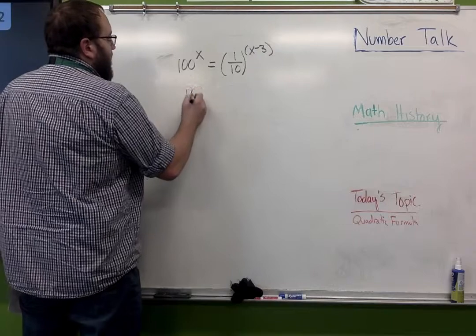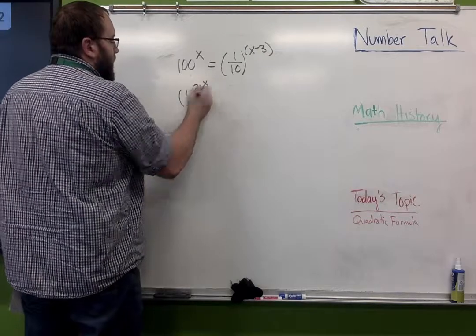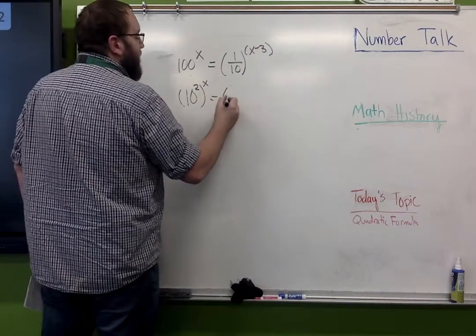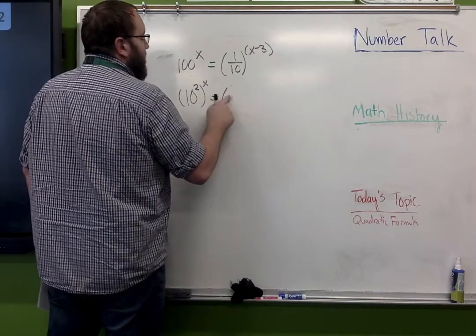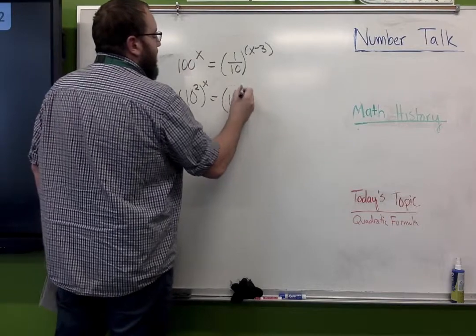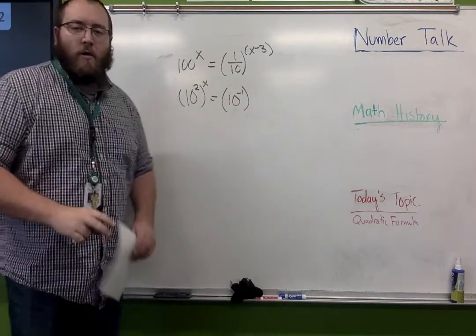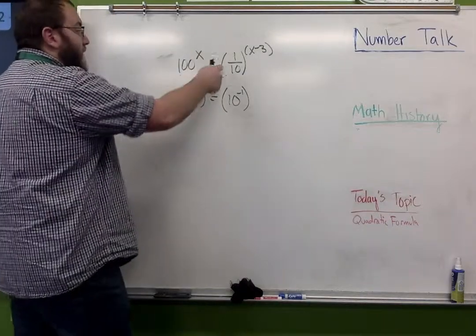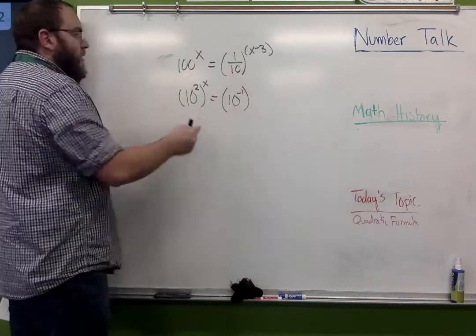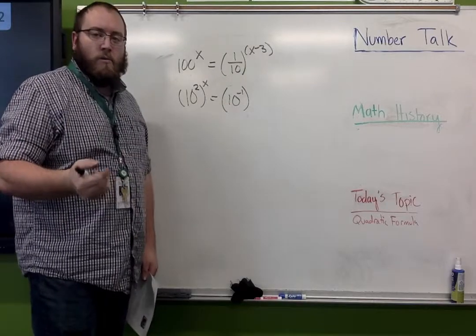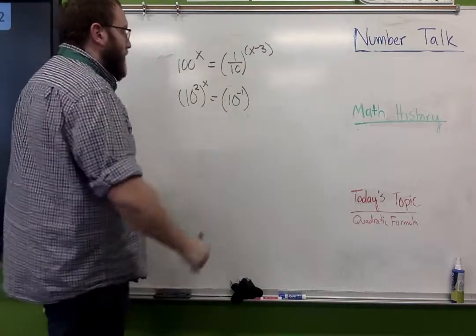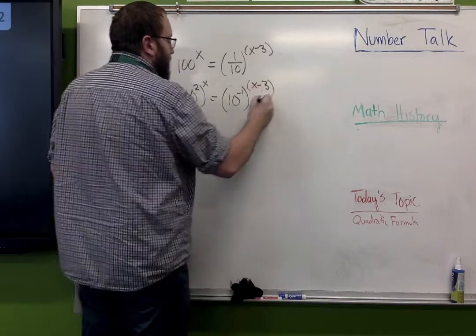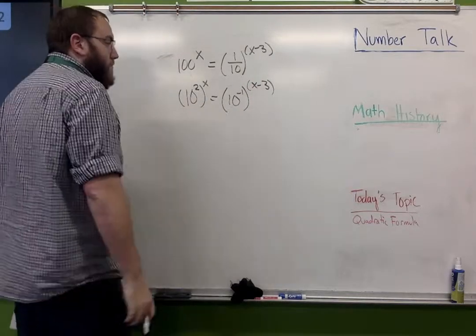So 100 is 10 squared. So instead of writing 100, I'm going to write 10 squared. And 1/10 is 10 to the negative 1 power, right? The negative 1 power creates the reciprocal, it flips it. So if I have a fraction and I want it not to be a fraction, raise it to the negative power so I can take the reciprocal. And then to the x minus 3 power. Are the bases the same now?